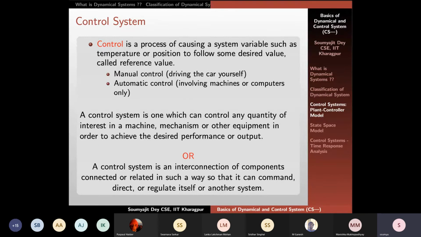So that's how we can define what a control system is. It's a process which causes the set of system variables to follow some desired value, like I have been saying earlier.